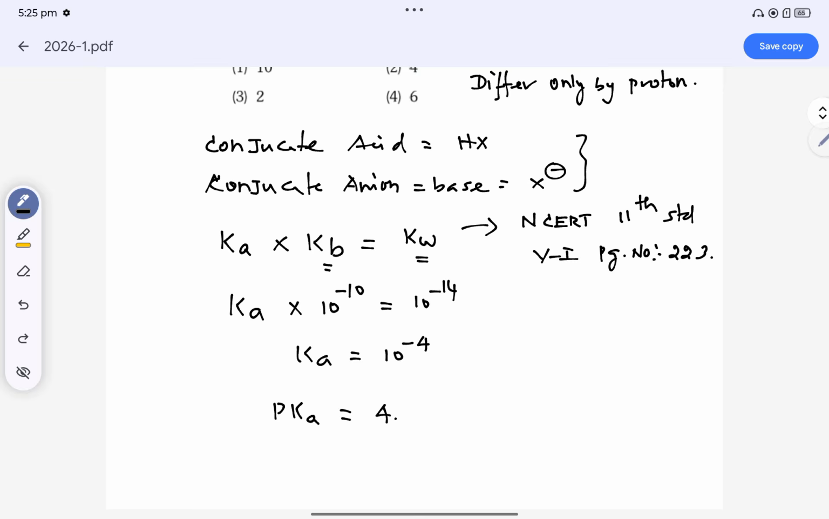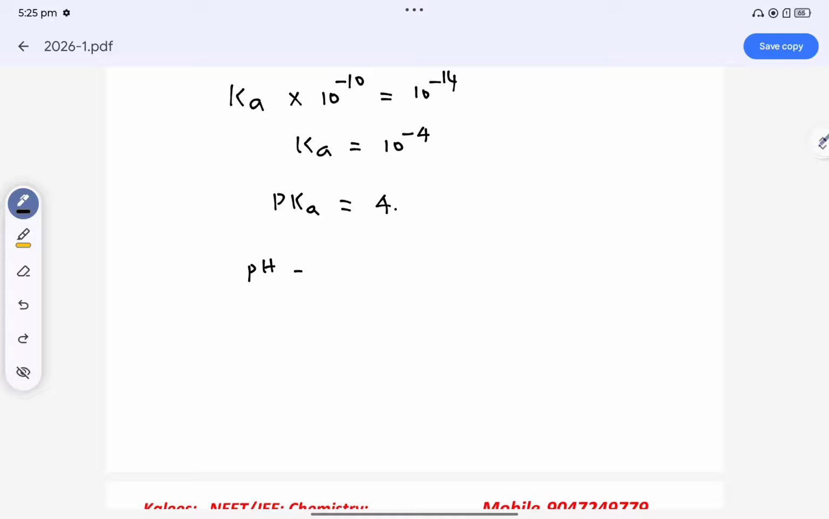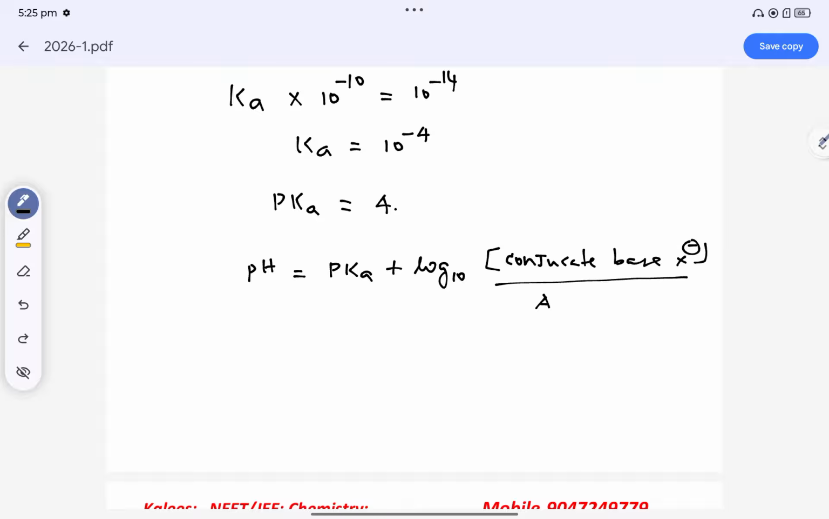Clear? Once we have the pKa value, we use the special formula, which is very important: pH is equal to pKa plus log to the base 10 of conjugate base, X minus, divided by acid, HX. Since X minus concentration is equal to HX, both have the same value and the ratio will be 1.